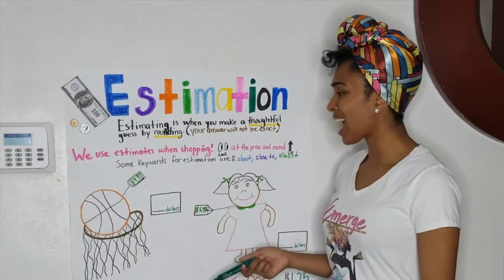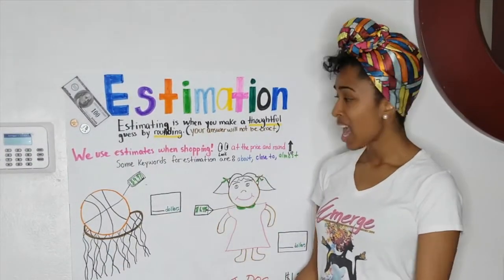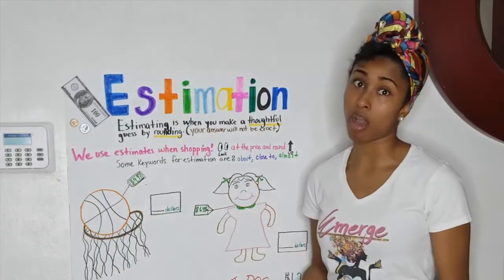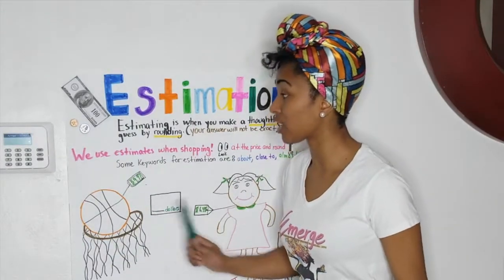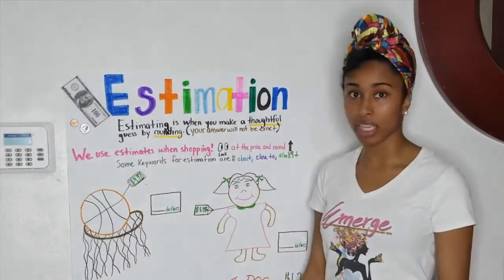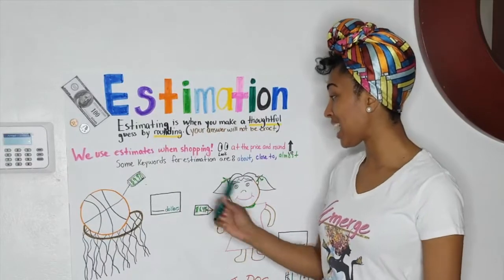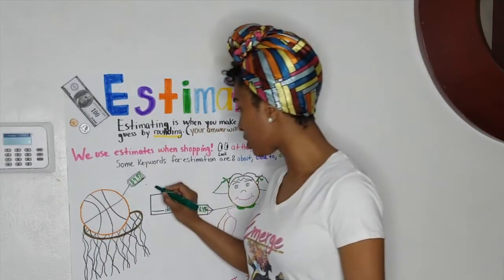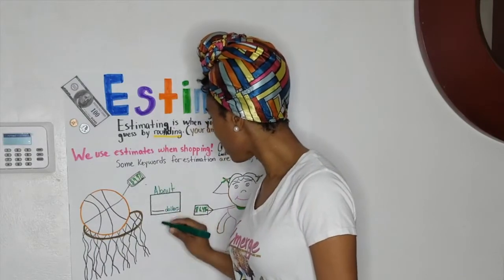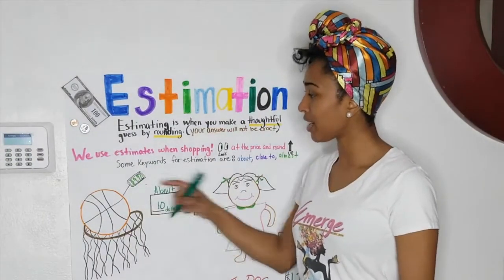So let's say Isaiah wanted to buy this basketball to play outside in his backyard. About how many dollars would Isaiah need to purchase this basketball? Well, I know I have $9.97. So if I round up, I know the next dollar is, what comes after 9? 10. So Isaiah is going to need about, I'm going to write the word about, $10. Okay, I rounded up to the nearest dollar.